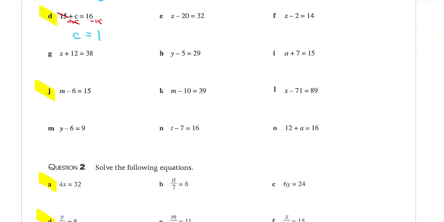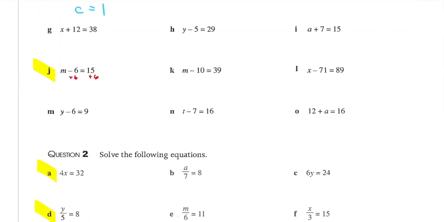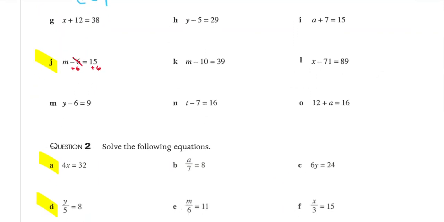Let's keep going. J. M take away 6 equals 15. I want the M. I need the opposite of minus 6. What's the opposite? Plus. So I put plus 6 under here, plus 6 under there. All right, these will disappear. M is now by itself. And on this side, 15 plus 6 is 21. Good. That's the adding and subtracting.